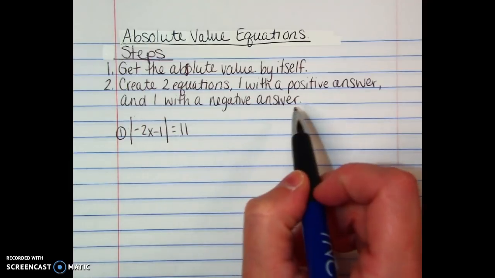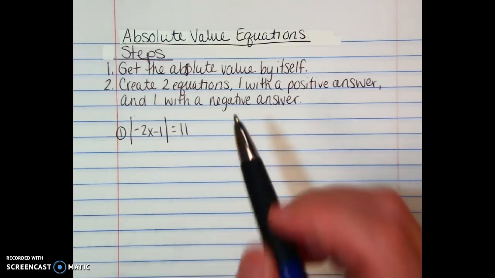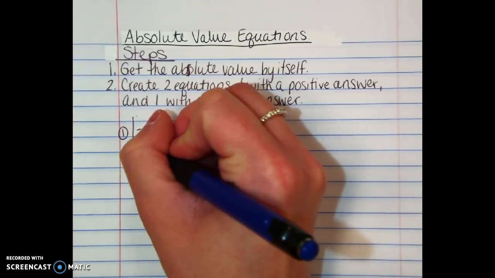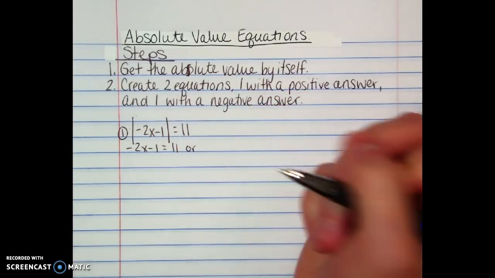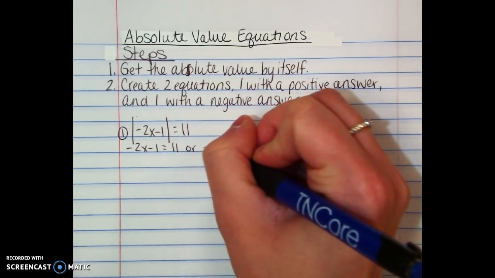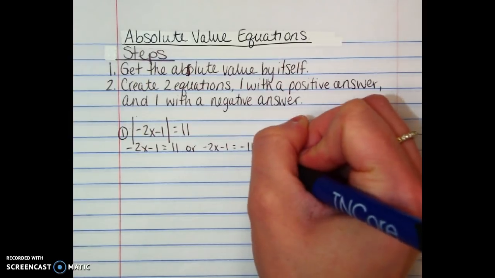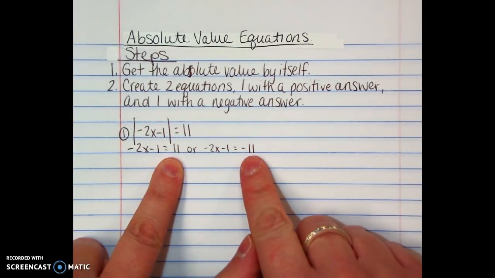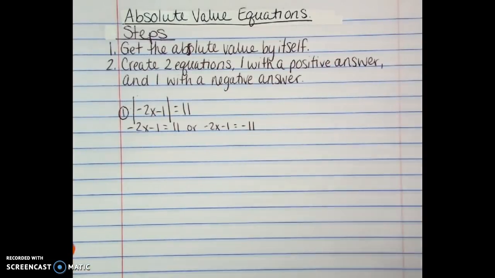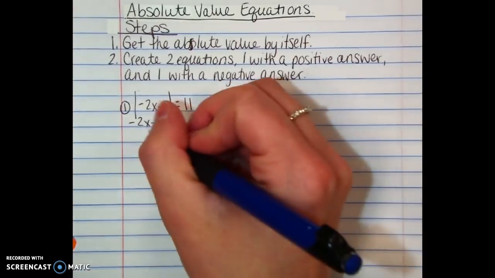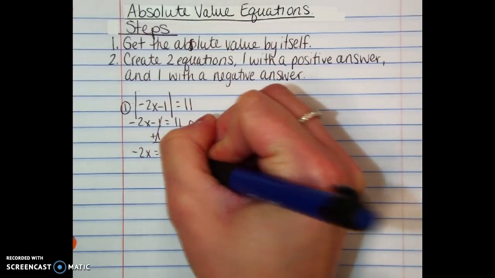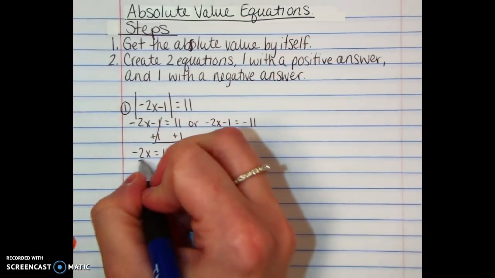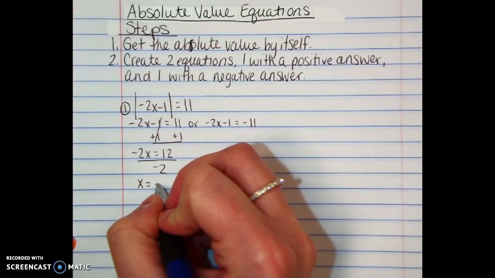Step 2, create two equations, one with a positive and one with a negative answer. So you take your negative 2x minus 1 and set it equal to positive 11, or negative 2x minus 1 equals negative 11. So one has to be positive, one has to be negative. And now you just solve it. That's a two-step equation. You should be able to do that by now, like blindfolded, okay? So add 1. So I get negative 2x equals 12, divide by negative 2, x equals negative 6.